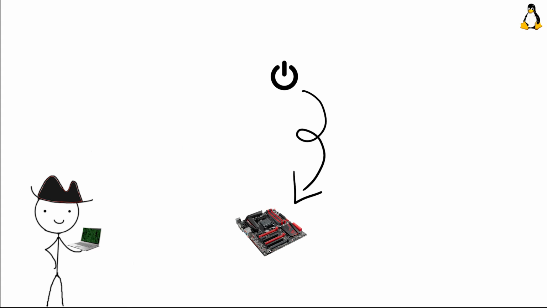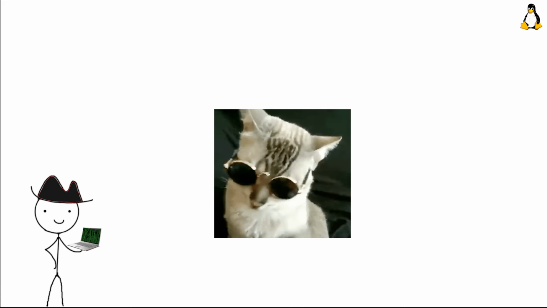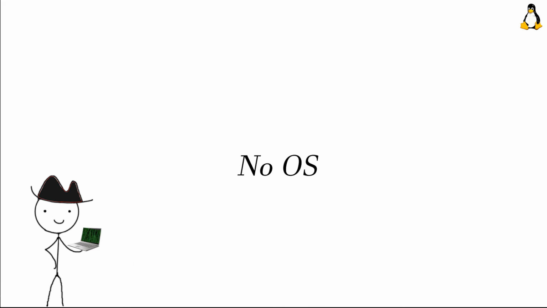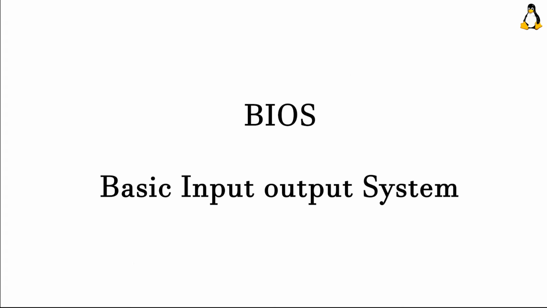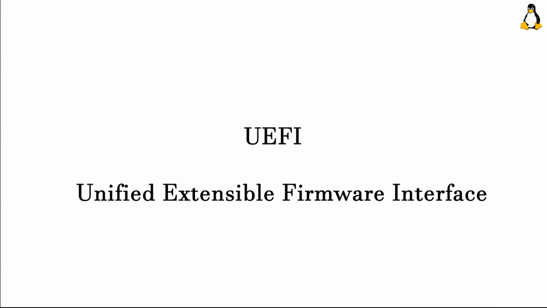Righty, so once you press the power button, electricity flows into the motherboard, waking up the CPU, and the CPU's like, whoa, time to do business, but it's got no operating system yet. No Windows, no Linux, so where does it start? It looks for its first instructions in a special chip on the motherboard called the firmware. This is either the classic BIOS, basic input-output system, or the more modern alternative, UEFI, Unified Extensible Firmware Interface, right?